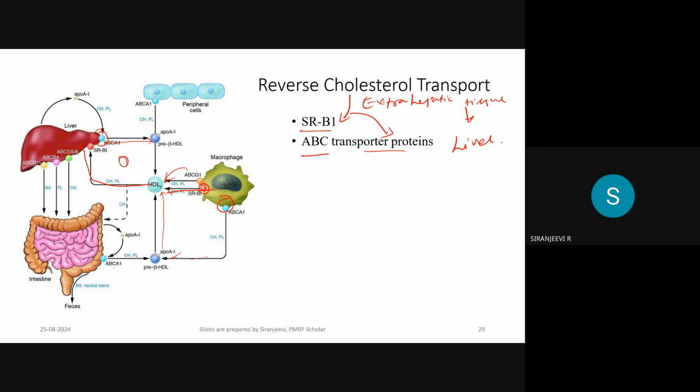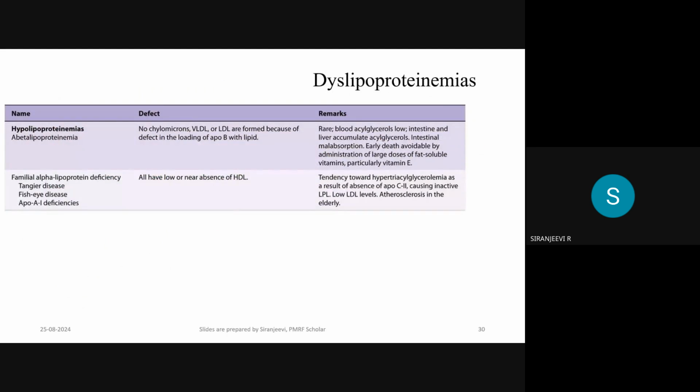And if it forms the cholesterol or transfers the cholesterol from the outside to the HDL, again it will go back to the liver. So overall, the reversal of the cholesterol transport is done by two proteins. One is the SRB1, or else it can be the ABC transporter proteins. Whenever the cholesterol content is very low in the body, the liver has to get cholesterol molecules. At that time, this reverse cholesterol transport takes place in the body.